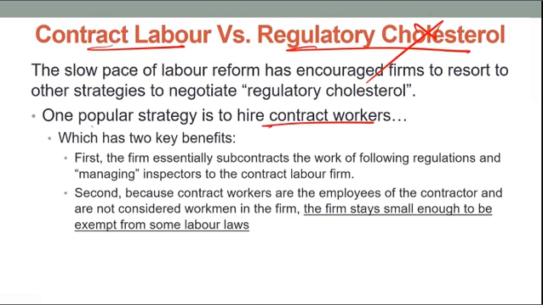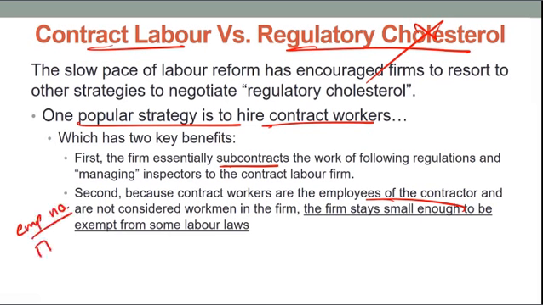So hiring contract workers is a popular strategy. The benefit is that they're all subcontracted, so the firm itself does not have to invest much in them. They are employees of the contractor. So the firm size is important. The employee number determines the firm's size in India, so firm size remains small.